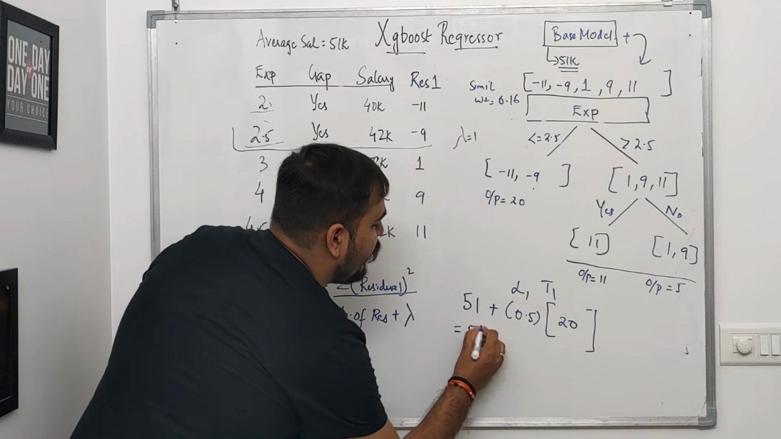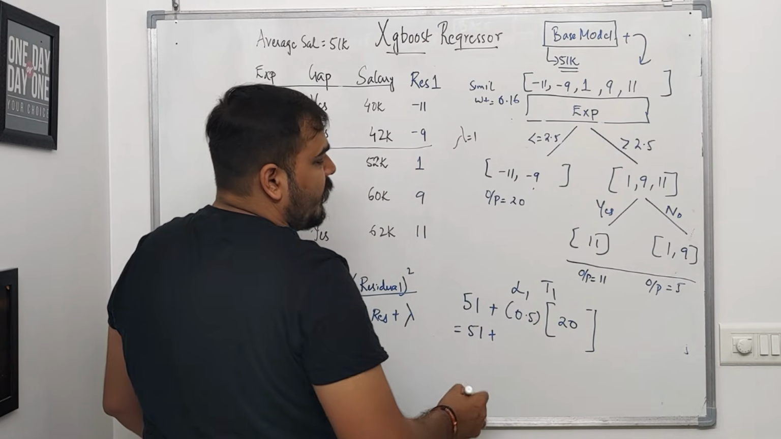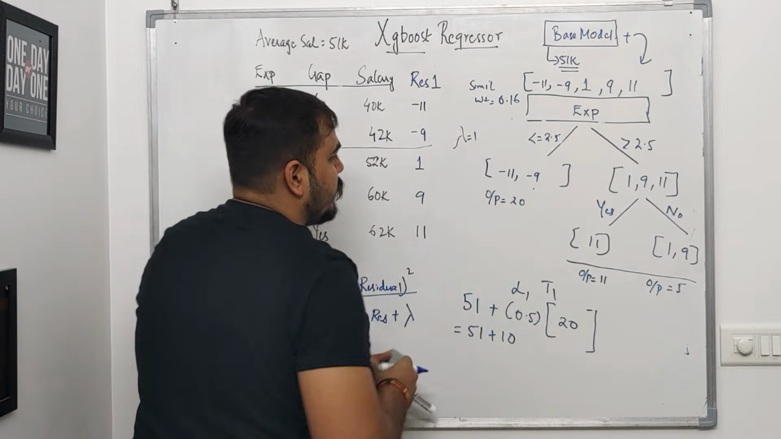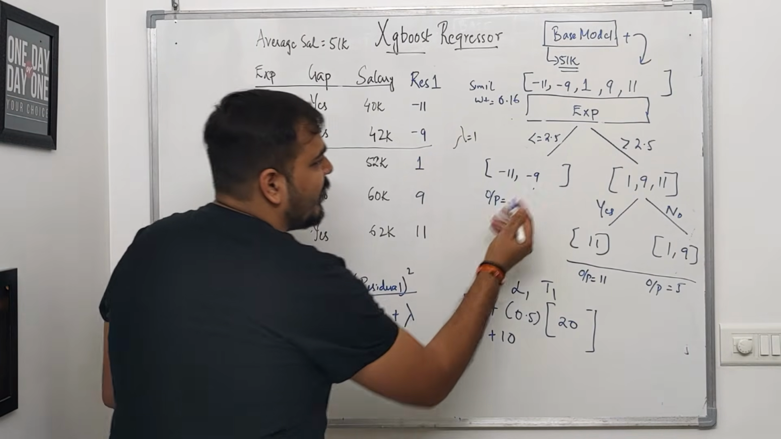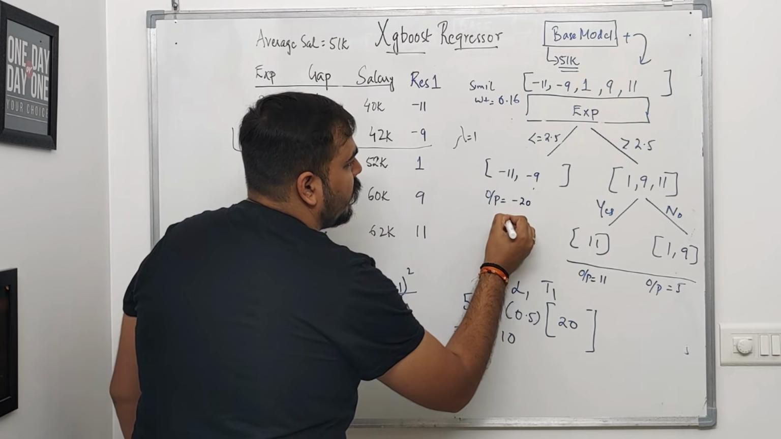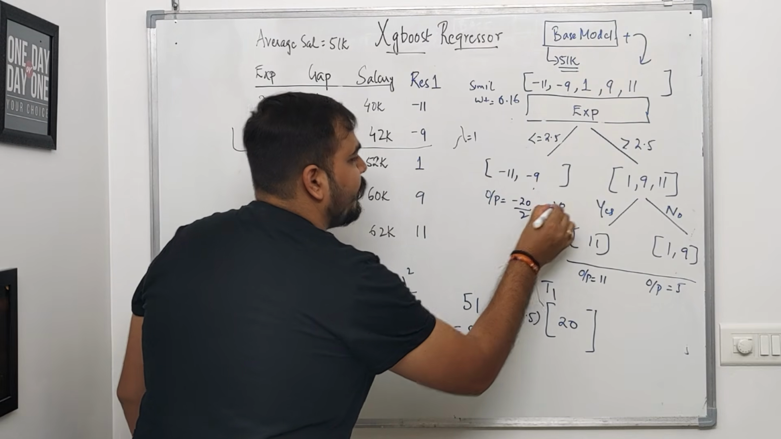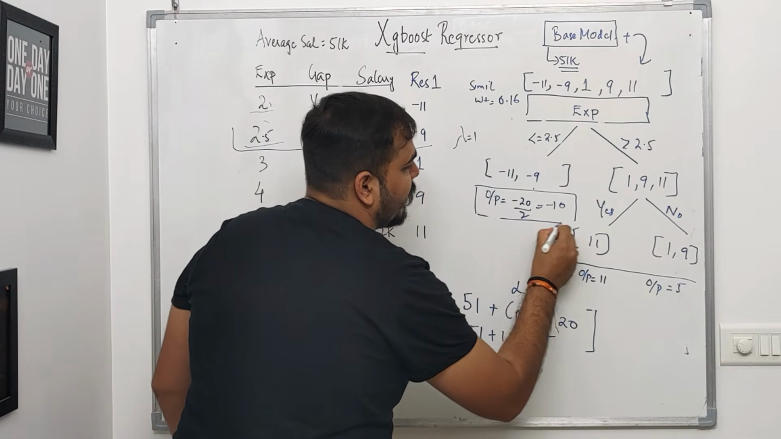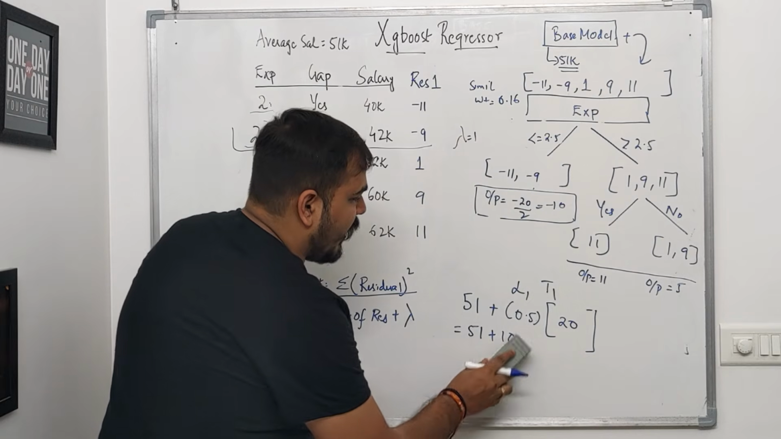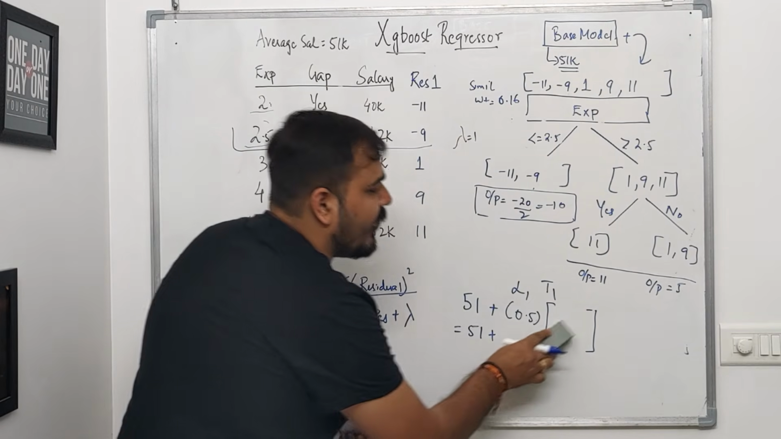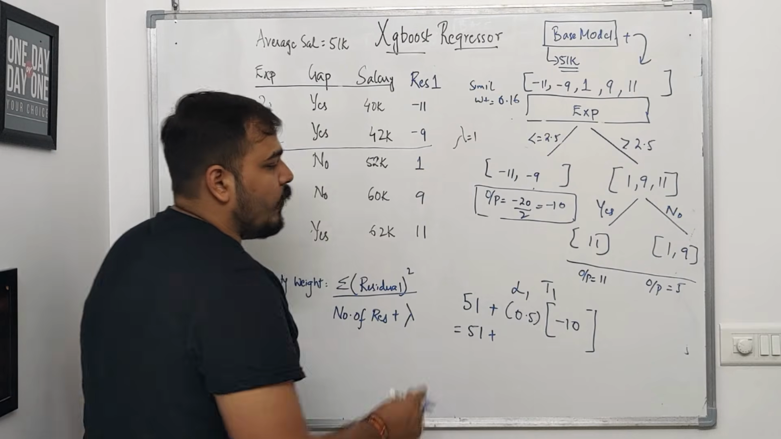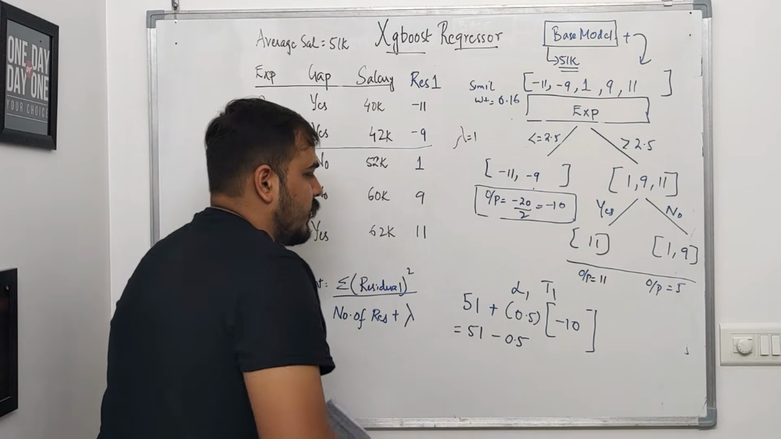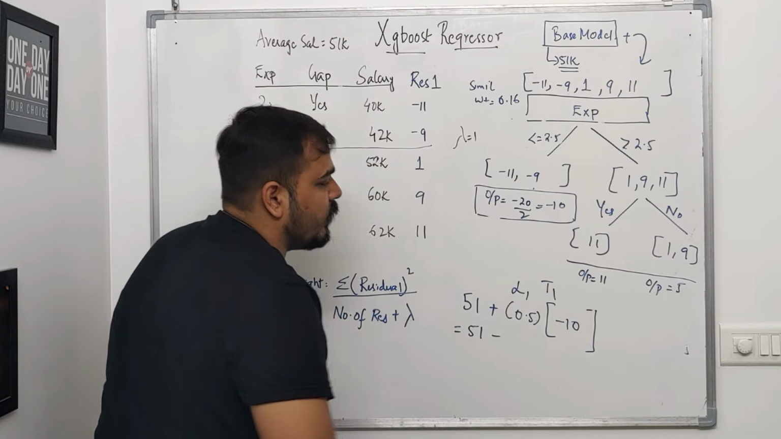So what will be the value? Sorry, the output, I'm extremely sorry guys, this output will be minus 20 by 2, minus 10. Okay, I made one mistake. The average output for this will be minus 10. So here I will write 0.5 multiplied by minus 10. Right? When I subtract it, it will be minus 5. Okay, this will be minus 5.